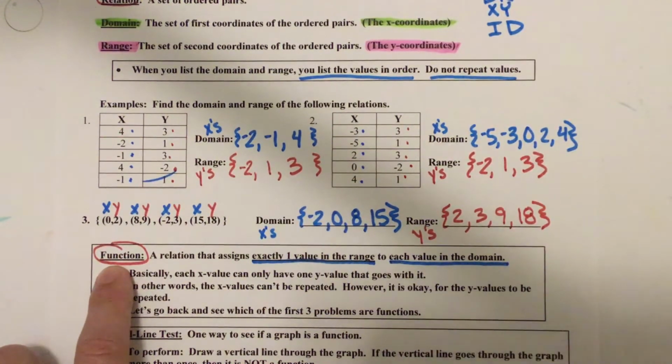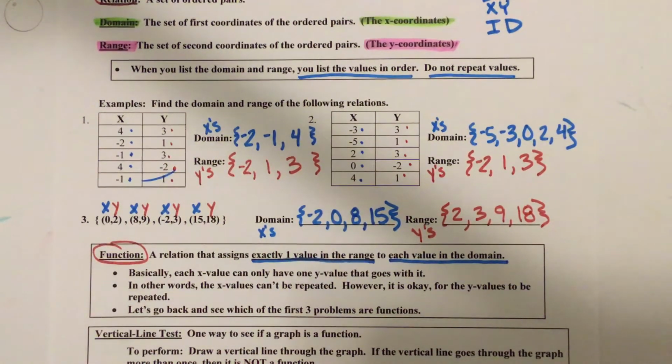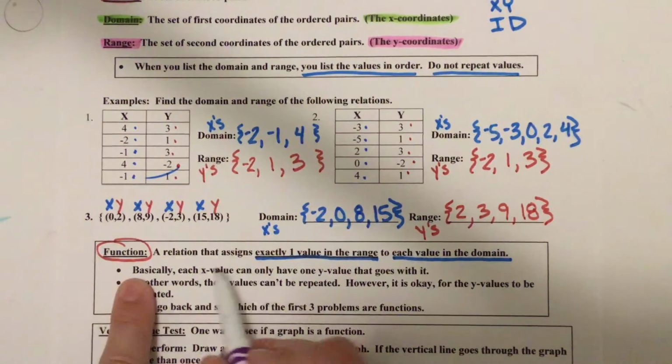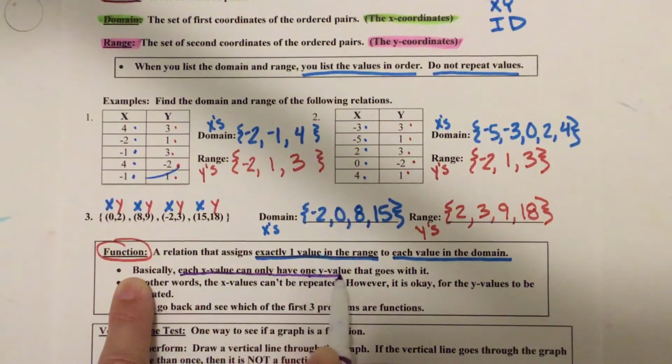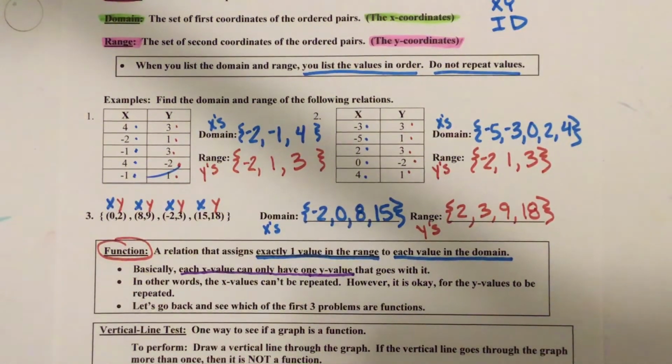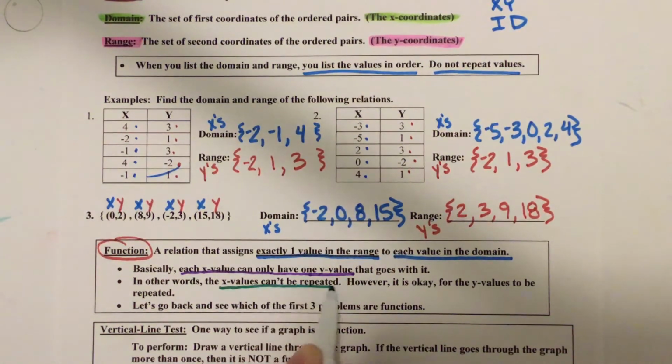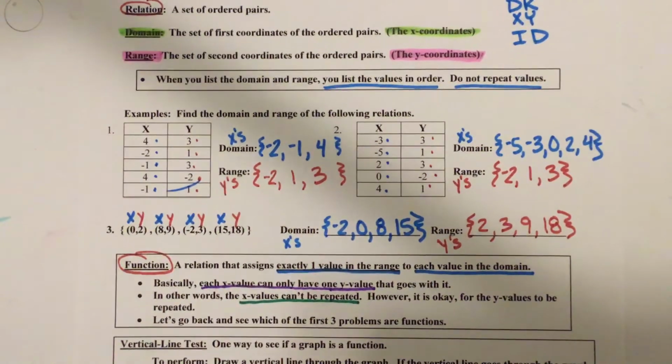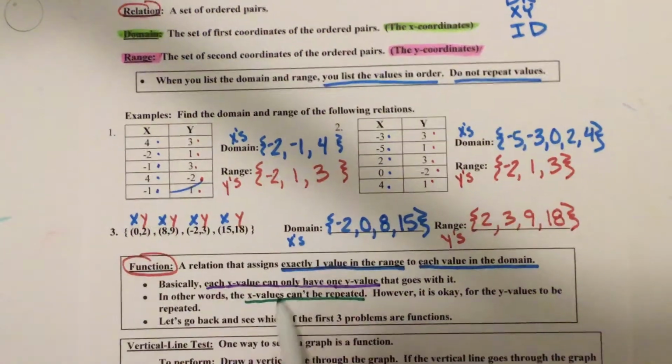And that may not make sense to you, so I've got other ways of thinking about it. Basically, each X value can only have one Y value. So each X can only have one Y. In other words, the X values can't be repeated. However, it is okay for the Y values to be repeated. Okay, so I'm going to talk about these different definitions as I go through the different problems. So let's start with the easiest way of thinking about it.